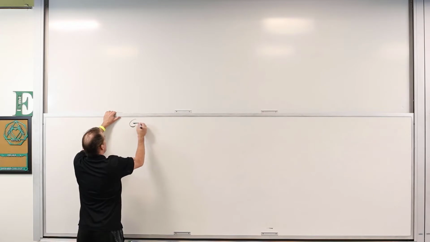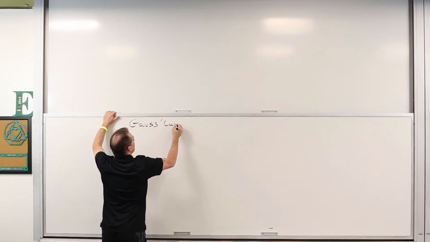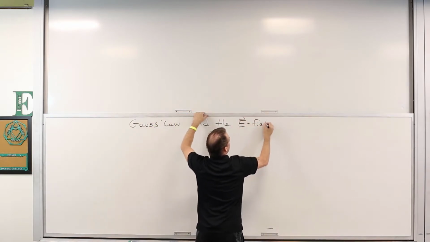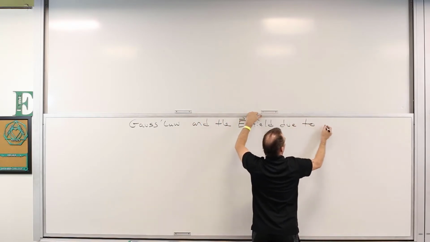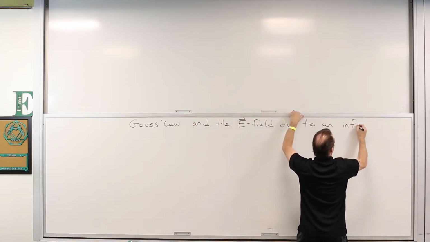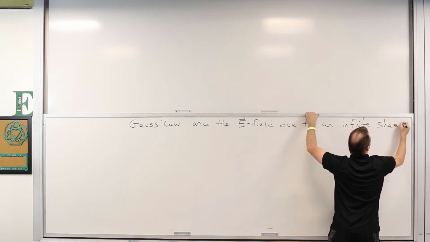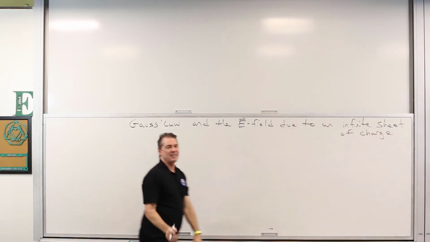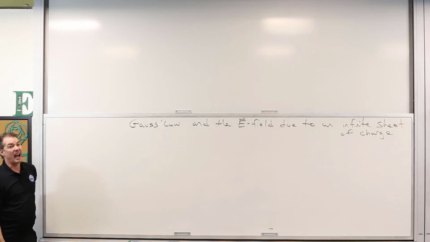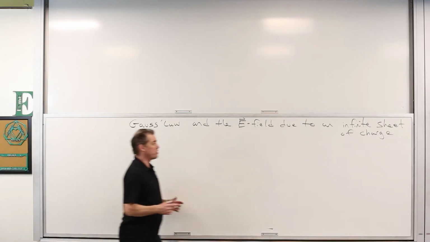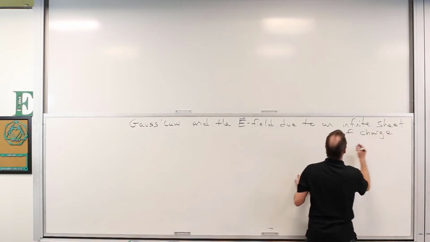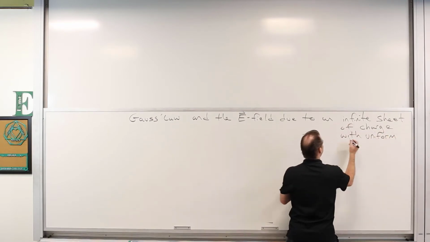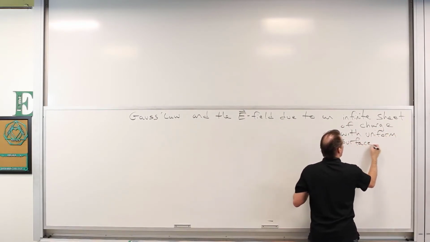So we'll say Gauss's Law and the electric field due to an infinite sheet of charge. All right, so with this infinite sheet, we're going to go ahead and say it has a uniform surface charge density. So let me put that here. Infinite sheet of charge with uniform surface charge density.